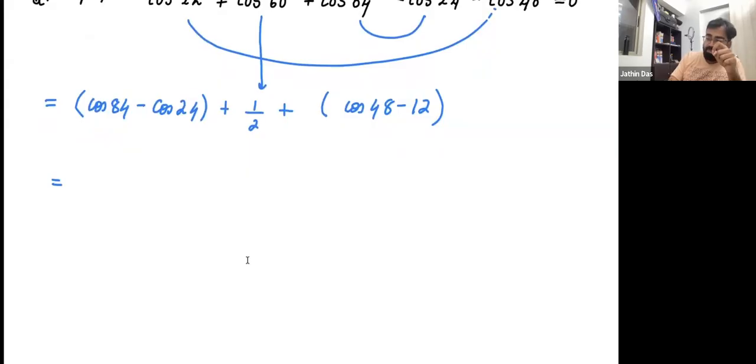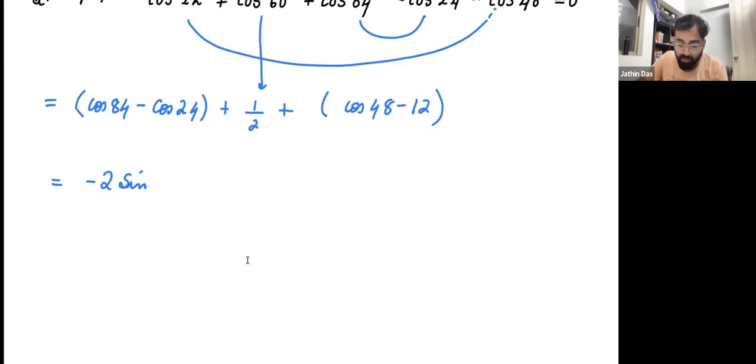So here remember this angle is smaller. Okay, so I'll put minus 2 sine sum divided by 2 and difference divided by 2. Sum and difference, the difference is 60, no? Directly, what will the sum be? 108. So sine 54 will come, right?